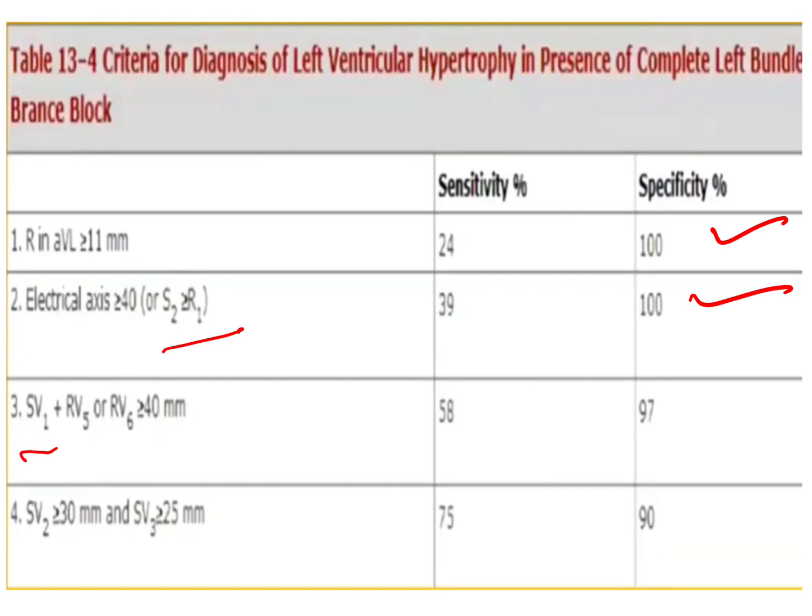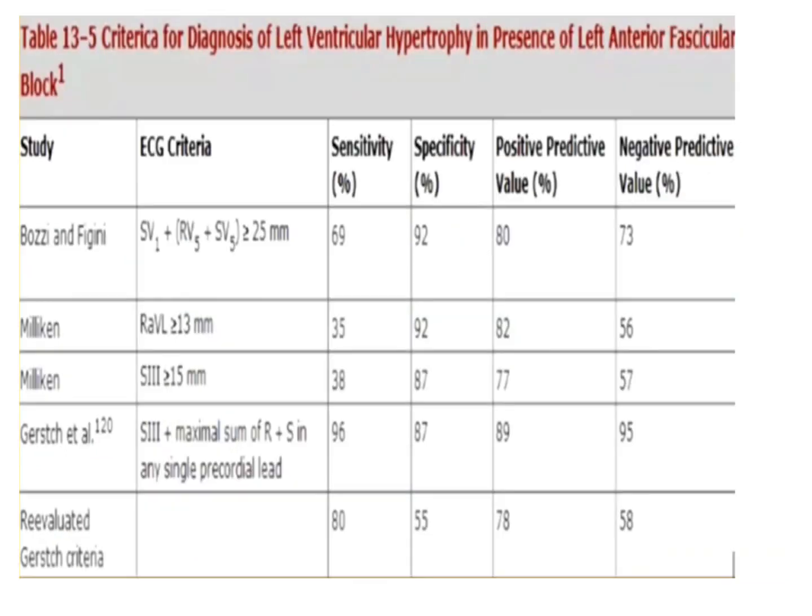If S wave in V1 plus R wave in V5 or V6 is more than or equal to 40 mm, S wave in V2 is more than 30 mm, and S wave in V3 is more than or equal to 25 mm, it has a specificity of 90%. These are the criteria for diagnosis of LVH in the presence of complete left bundle branch block.